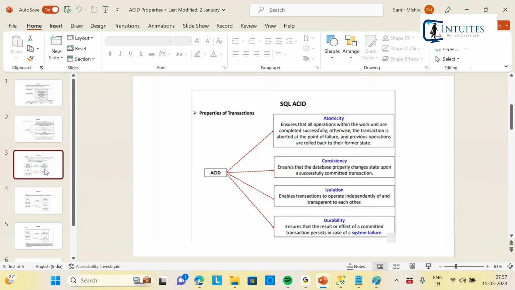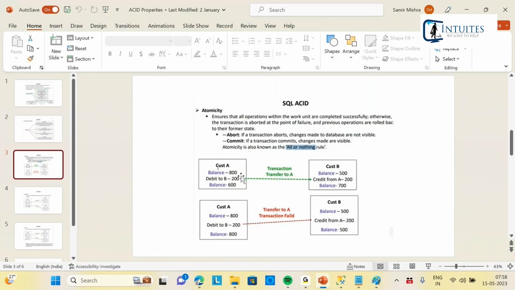You can correlate very easily. So here I have given an example. Two customers are there. Atomicity ensures all operations in the work unit are completed successfully. Otherwise, the transaction is aborted at the point of failure. Abort or commit means that suppose I have customer A, who has an account balance of 800 and wants to transfer 200 to customer B. When the transaction is successful, his amount should be 600, and customer B, who had 500 before, should now have 700. And this should be atomic, in the sense that it should happen immediately.